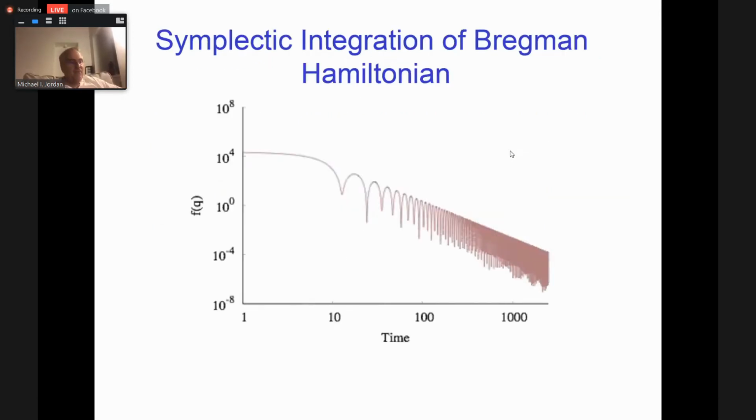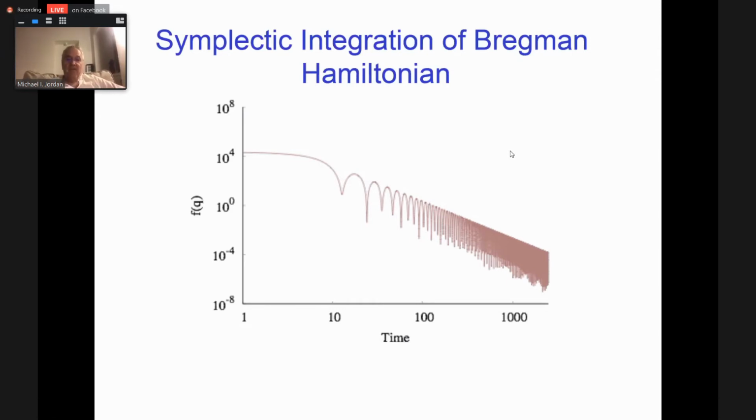So we did that for our Bregman Lagrangian. So we converted, first of all, the Bregman Lagrangian to a Bregman Hamiltonian. Then we wrote down a symplectic integrator for that, and then we put that on the computer and integrate. So this is a particular high-dimensional quadratic, and this is the function value as we go over time, and you can see it's kind of oscillating and going down at a well-defined rate.